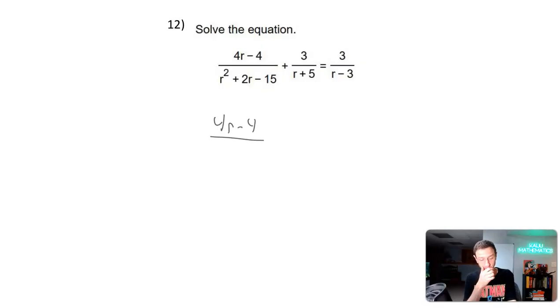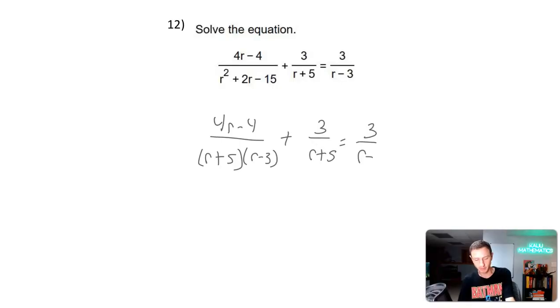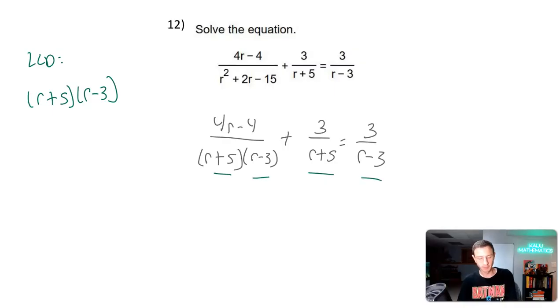So this one is going to factor to r plus 5 and r minus 3. Plus 3 over r plus 5 equals 3 over r minus 3. Okay. So now that we have that factored, we can identify the least common denominator to be r plus 5, r minus 3, because this has the r plus 5, just 1, r minus 3. So that would be our LCD, just making sure we're accounting for all of the factors in the denominators.